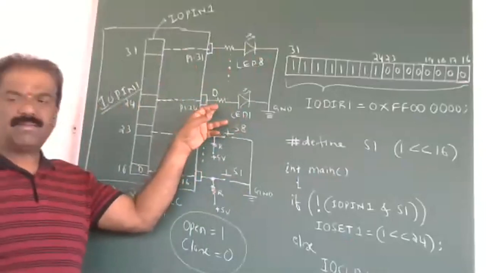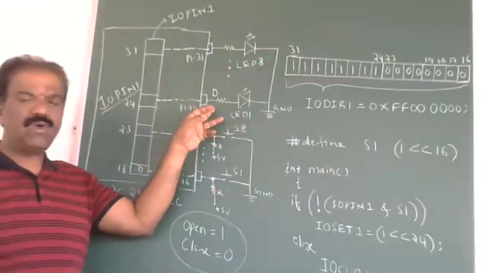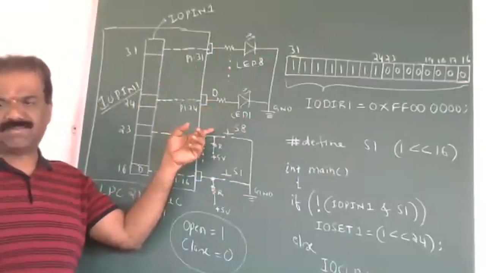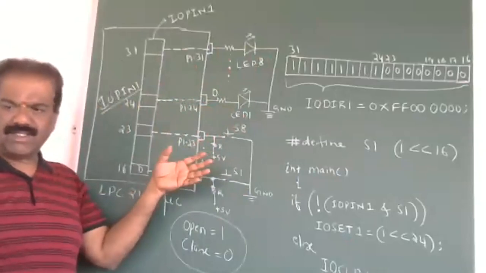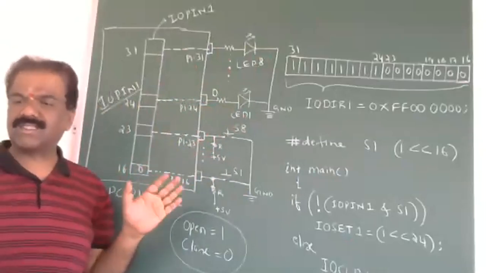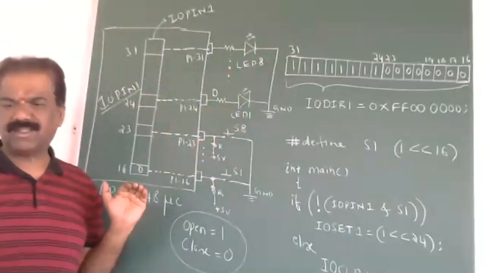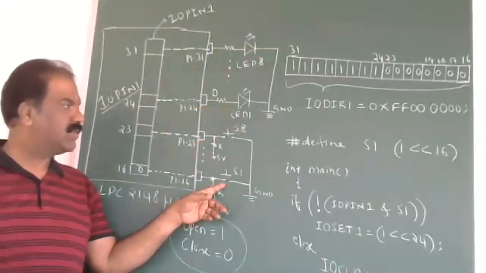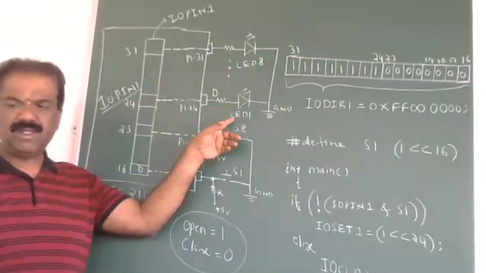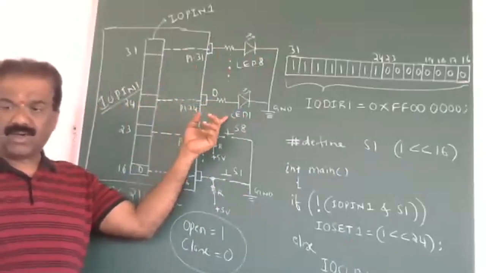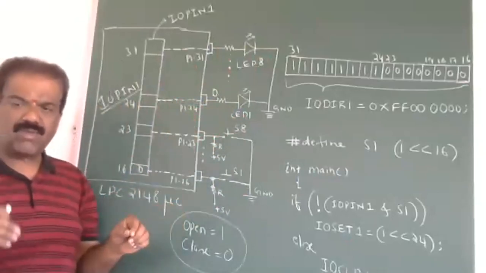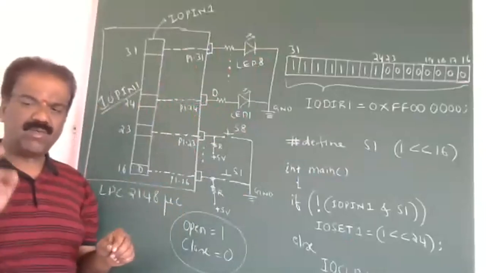How to make it high? By using IO set. How to make it low? By using the IO clear register. Then how to get the data from this input device? By using the IO pin register. So this is the logic behind this. If you close switch 1, what happens? LED 1 must be on. If you close S2, LED 2 must be on. You have to switch on only one LED at a time. You have to select only one LED at a time.